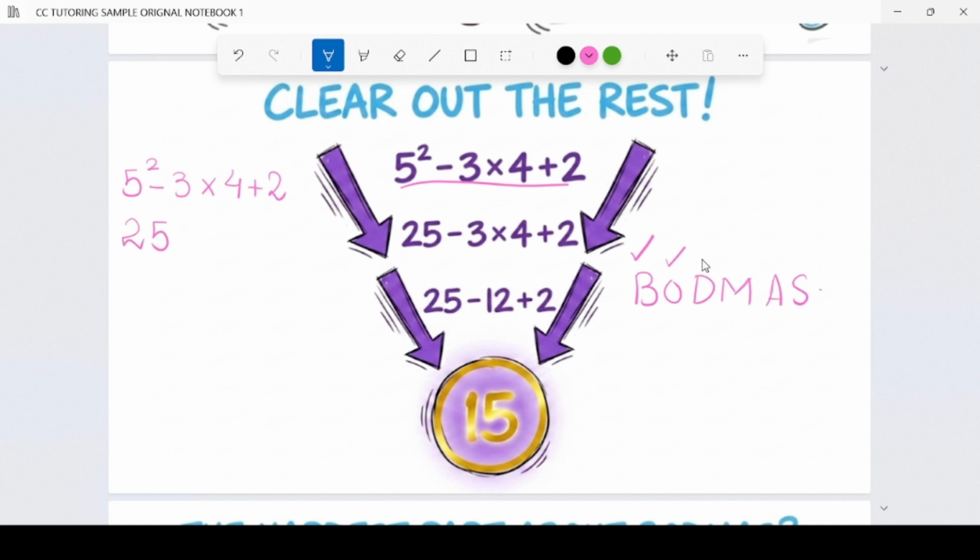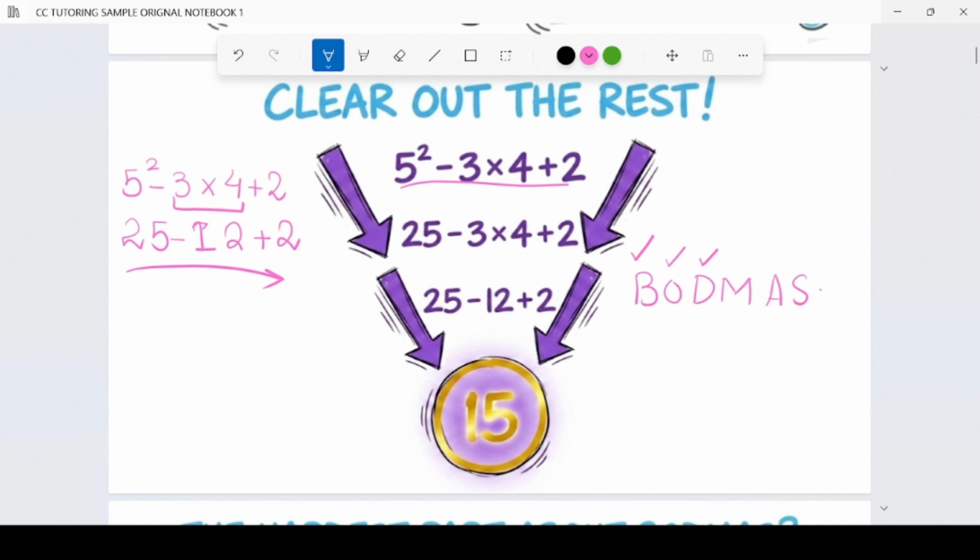Is there any division? No, there is no division, so we are done with this part. Is there any multiplication? Yes, so I'll write it as it is and multiply these two. 4 ones are 4, 4 twos are 8, 4 threes are 12. 12 plus 2. Now I have plus and minus in the same line, so I don't have to think much, and I'll go left to right: 25 minus 12. What do you think 25 minus 12 is?